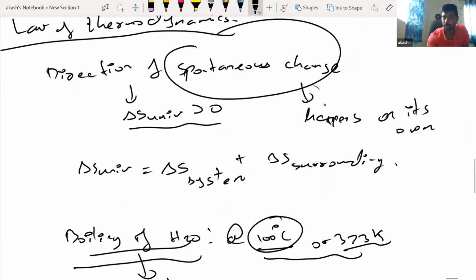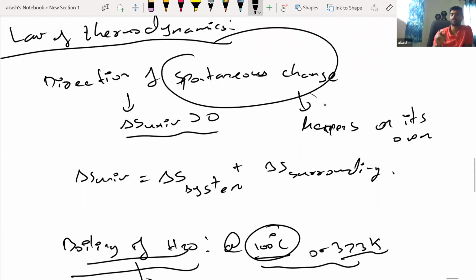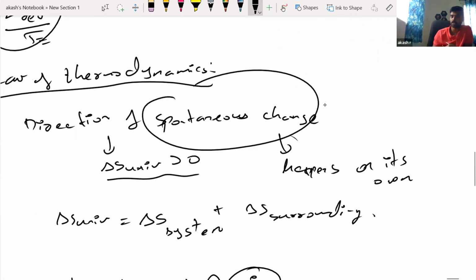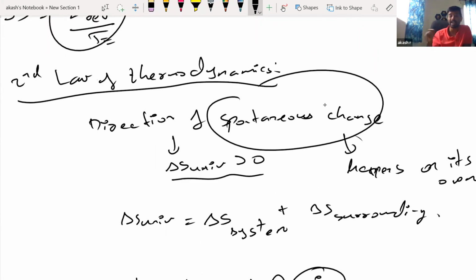There are going to be so many statements. At least one more statement I will give you, which is going to be with respect to engines. We'll see about engines also. You might study about engines in your physics also, but here we will just be touching it, a little about that also.